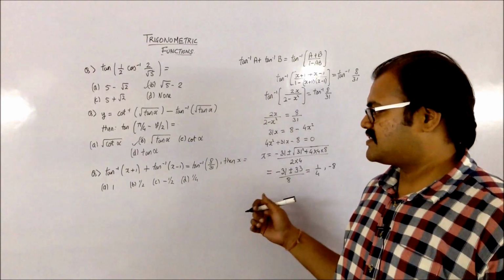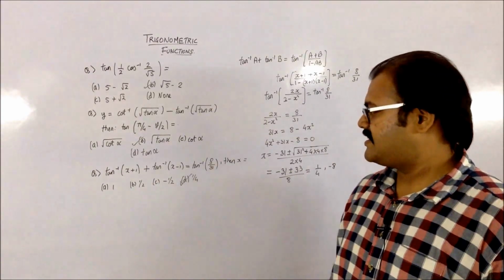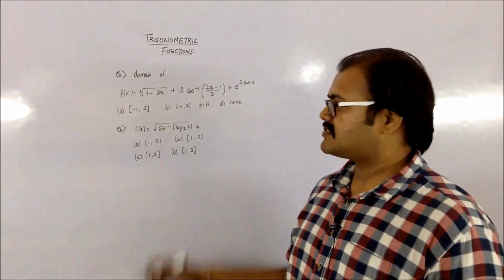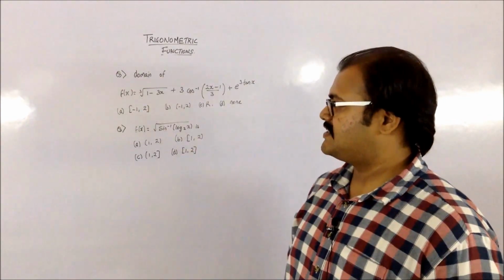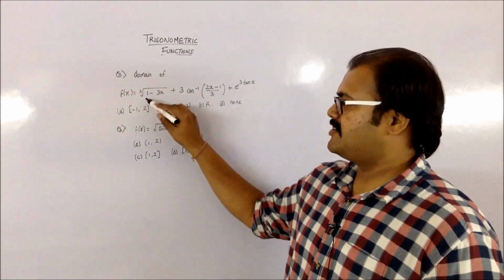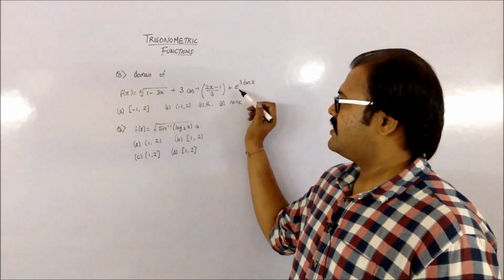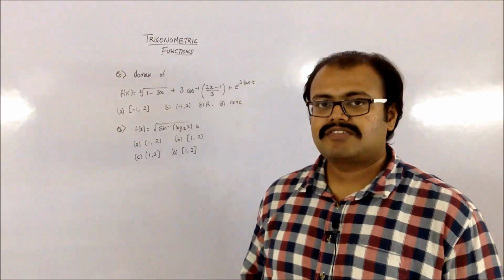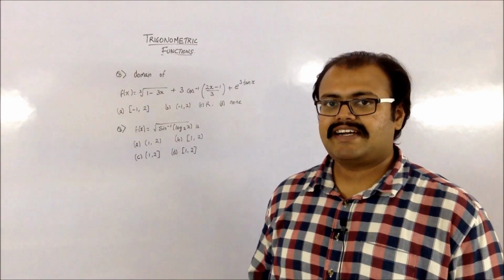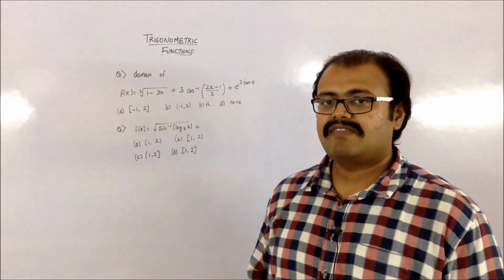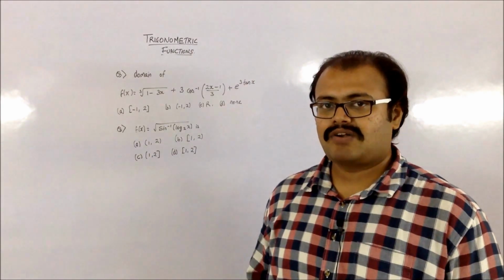If you check the option, it's going to be basically your D option, that is 1 by 4. We have to find the domain of the functions. So the first function is given to us, which is cube root of 1 minus 3x plus 3 cos inverse of this plus e raised to 3 tan x. By domain it means that I have to find the values of x which I can substitute in the function without it becoming a non-defined function.